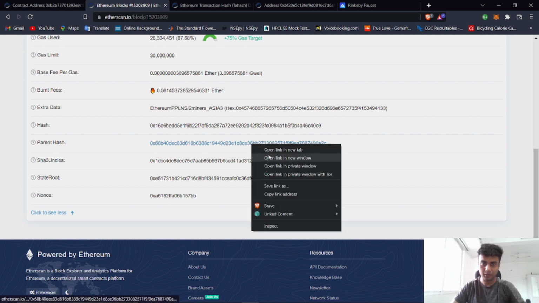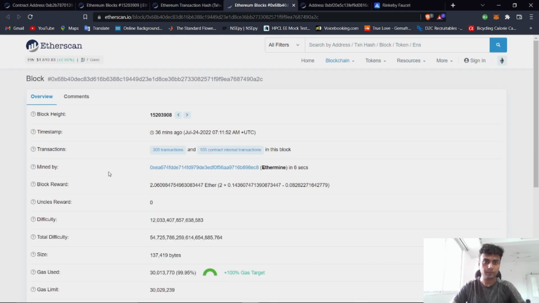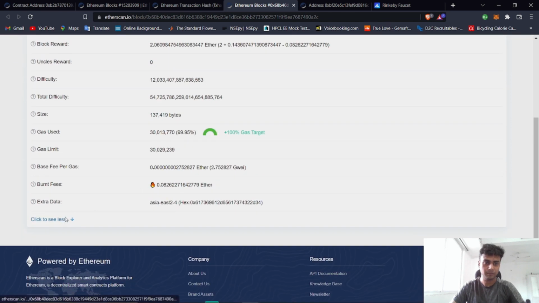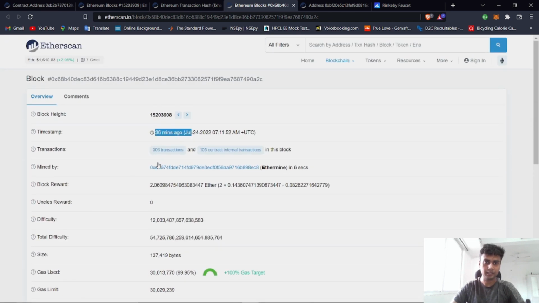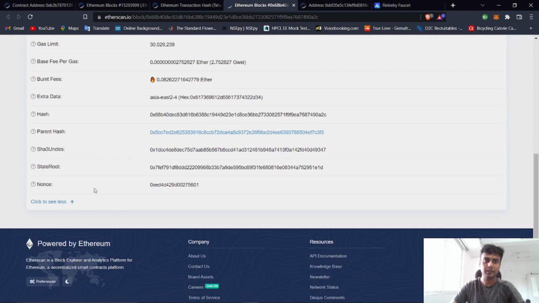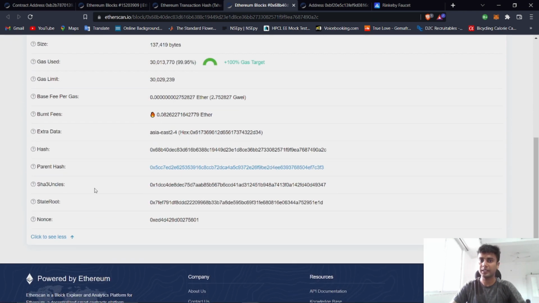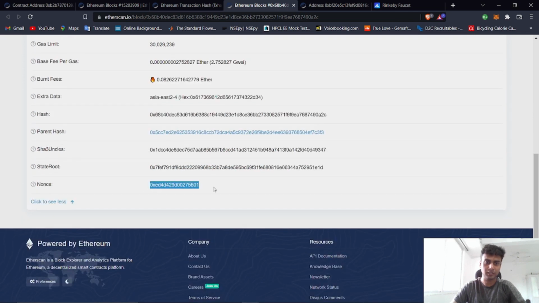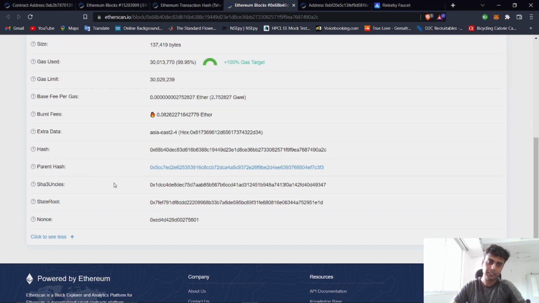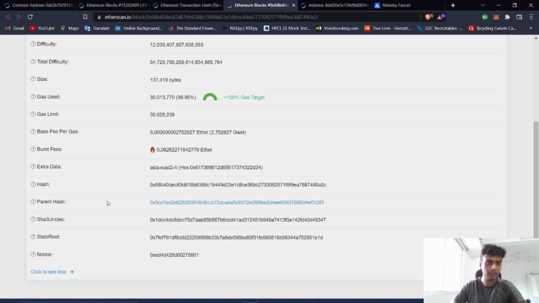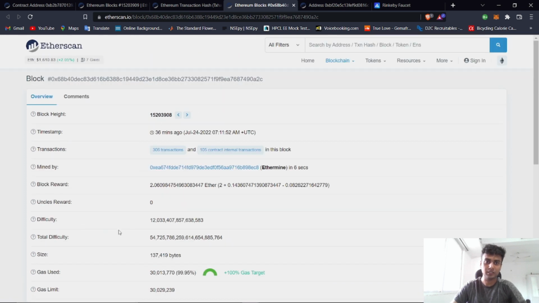We'll go to this parent block first. Here's the parent block. That was 909, this is 908. You can see they mined it like 36 minutes ago. Mining a block is basically the creation of a block. It's like creation of a set of transactions with a nonce, and here is the nonce. They have to calculate the hash, and once you calculate the hash, the block is mined. The parent hash here is the hash of block number 907.